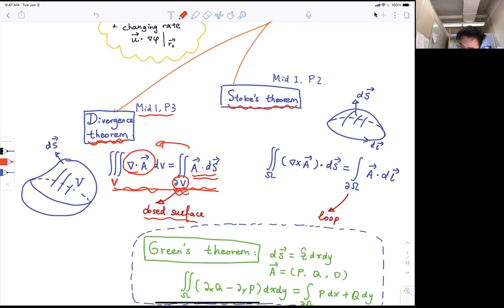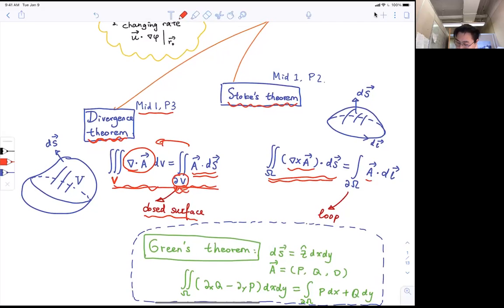Another similar theorem is the Stokes theorem. We have a surface integral, and the integrand is the curl of a vector field A, and we can convert this surface integral to a line integral. This line integral is over a line which is the boundary of the surface. The boundary of a surface is a loop, right? So the structure is quite similar to the divergence theorem.